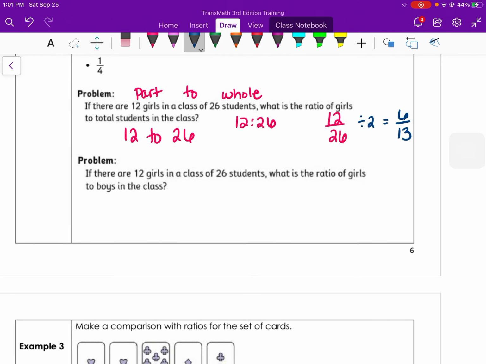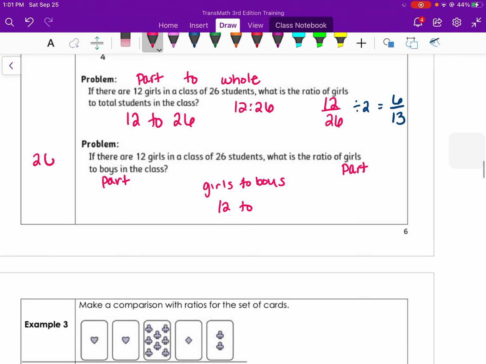Similar problem, if there are 12 girls in the class of 26, what is the ratio of girls to boys in the class? This one is a part-to-part relationship because girls and boys are both parts of the class. So if we're writing the ratio of girls to boys, then there are 12 girls to, there were 26 students in the class, take away 12 of them that are girls, that means that there are 14 boys. So you had to do a little bit of thinking there first.